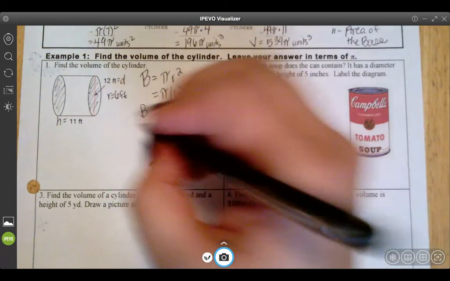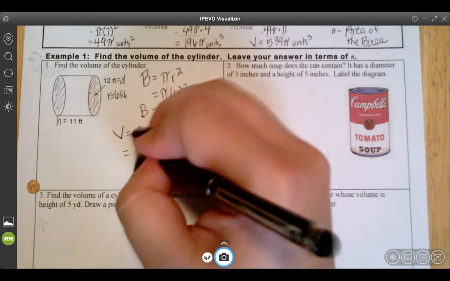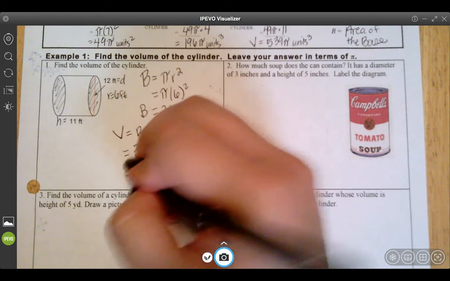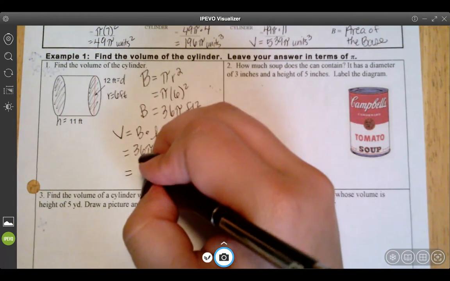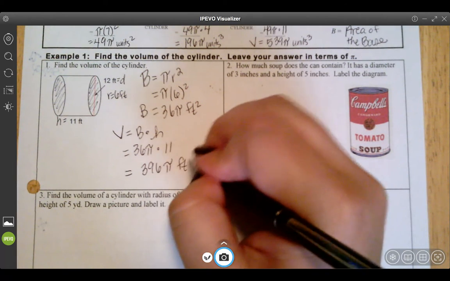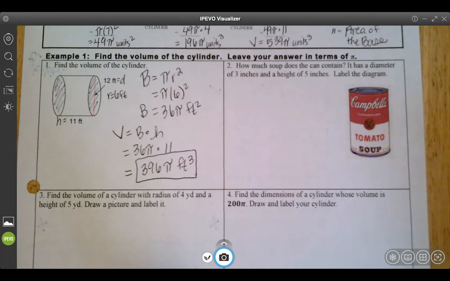But we're not after the base, we're after the volume, which is base times height. So that's 36 pi times 11, giving us a volume of 396 pi cubic feet. Because it's a volume, it is cubic feet.